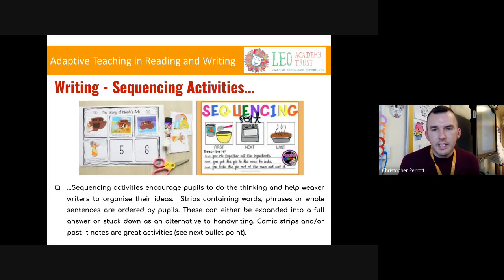Sequencing activities can also be literally what came first, what came next, what came last. Great for instructional writing, but also really good for recounts. And again, keeping it clear to what you wish children to do. They encourage children to think deeper and help weaker writers to organise their ideas. Your strips can contain keywords, phrases, or whole sentences. They can either be expanded into full answers or stuck down to aid with handwriting as well.